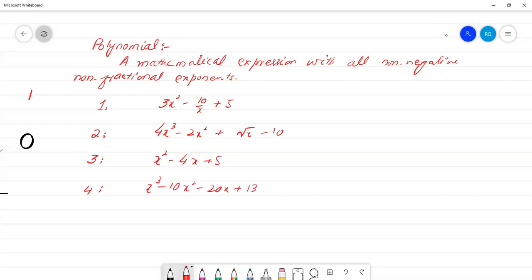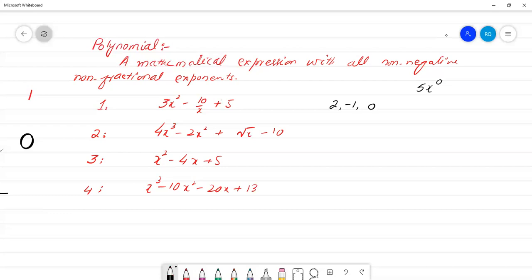I will just explain the exponents. Exponent means in the first example, the first exponent is 2, the second exponent is minus 1, the third exponent is 0. Because the constant means whenever we have any constant term, we have to write this term as x raised to power 0. So for the constant term, the exponent in algebraic expressions is 0.